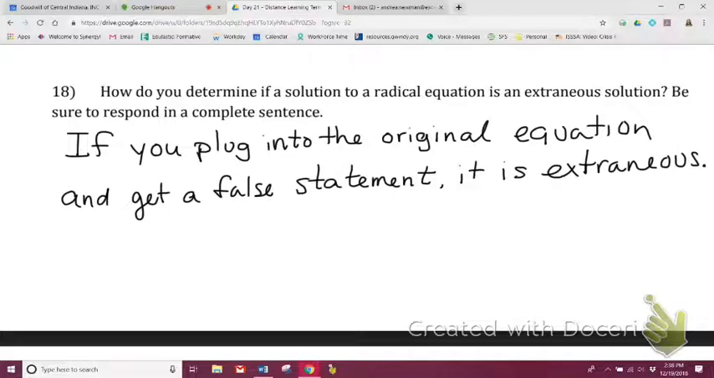Good? Kind of with the word extraneous. I have no idea. I'm sorry. Alright, we done with that page? Alright, last page.